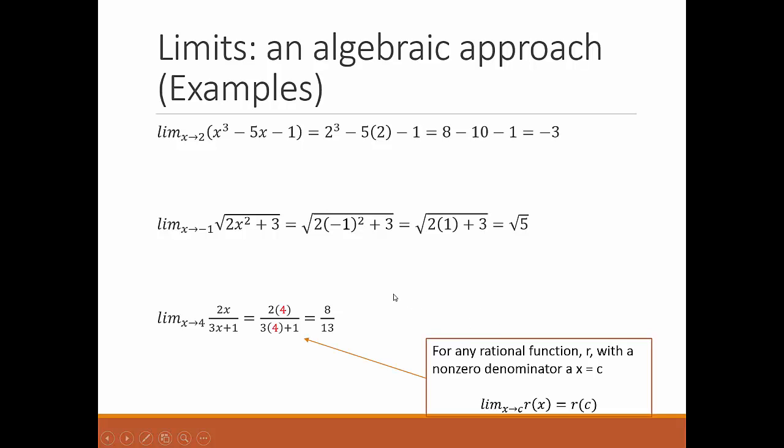So that tells me for any rational function r with a non-zero denominator, as long as when I plug in that x approaches 4, as long as I'm not dividing by 0, it's okay. I can just simply evaluate my rational function as my x is approaching the particular value.